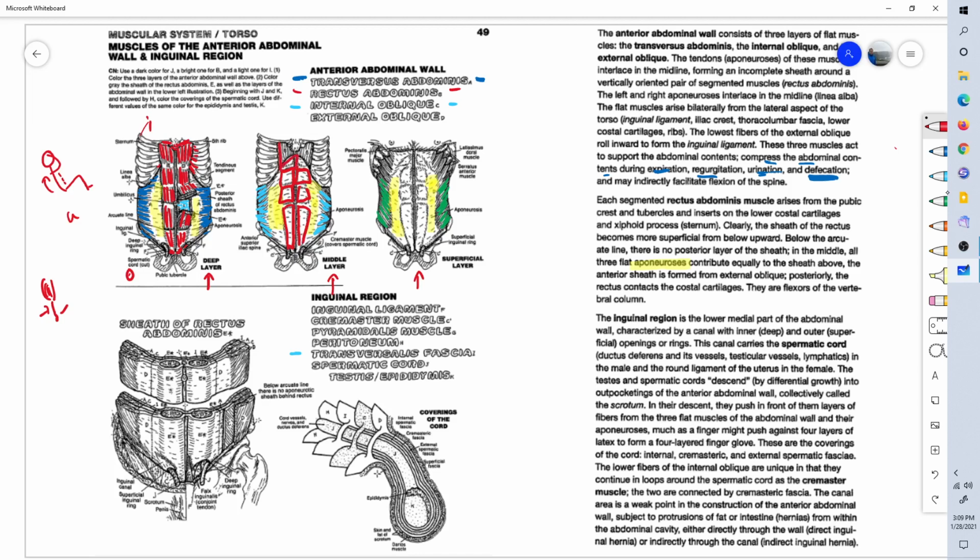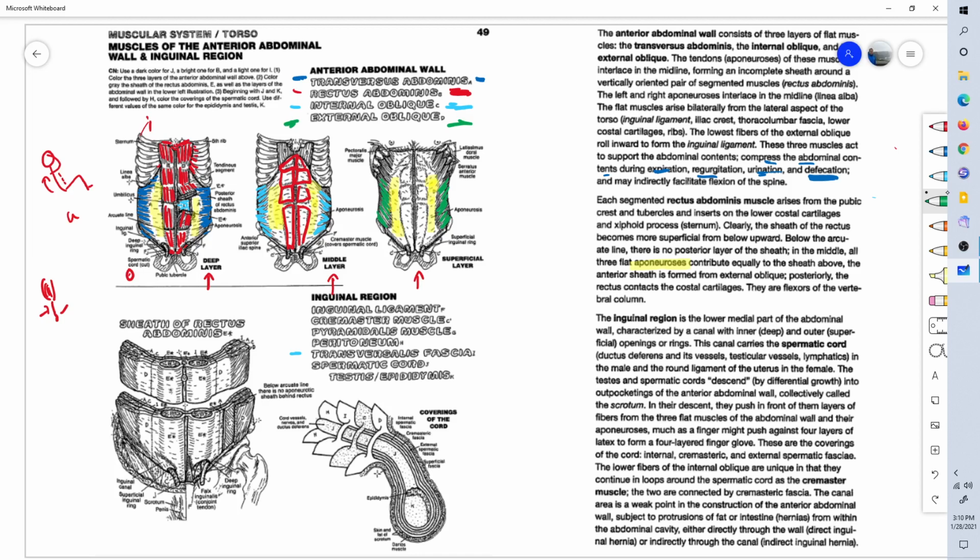The muscle comes up to the ribs and inserts on the ribs in the xiphoid process. It comes out of the sheath at that point. And so here you can see the sheath, the aponeurosis, the tendons from the rectus abdominis, internal oblique, and external oblique, wrapping up the rectus abdominis.